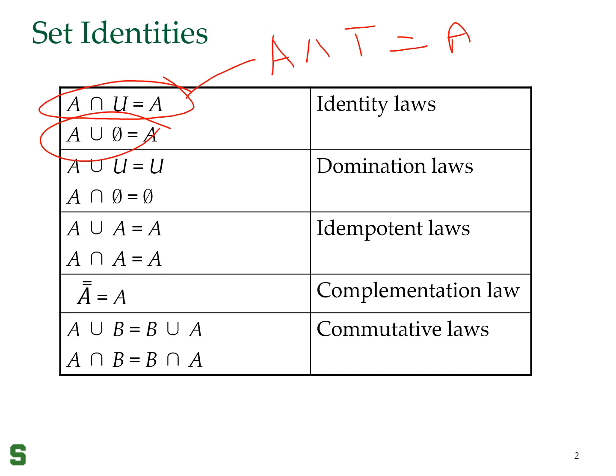So A union the empty set is A. This is similar to A or F is the same as A. In other words, the empty set works like the Boolean formula false.